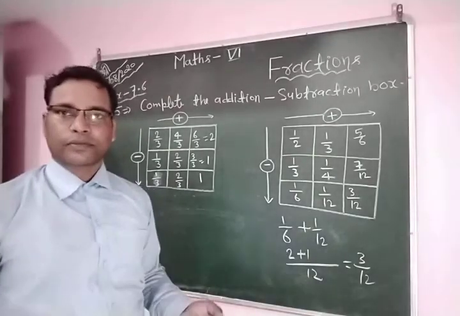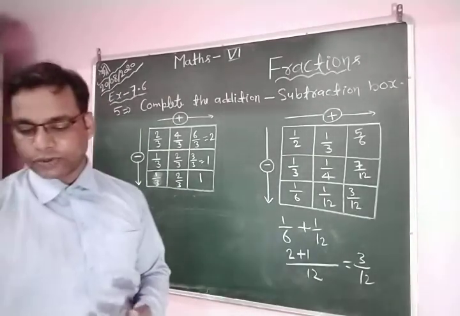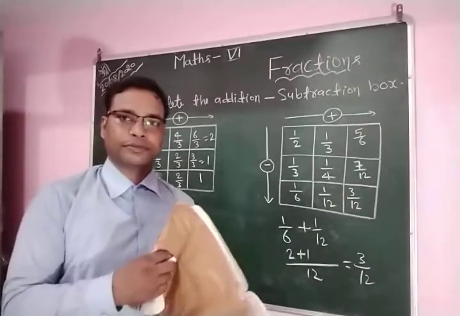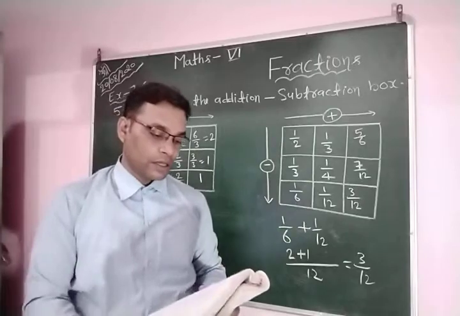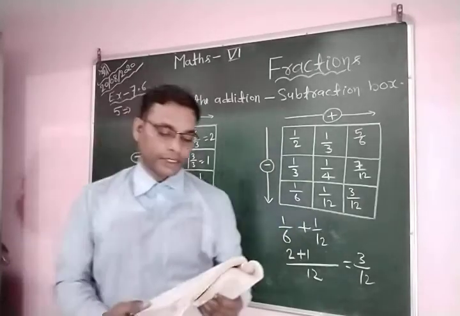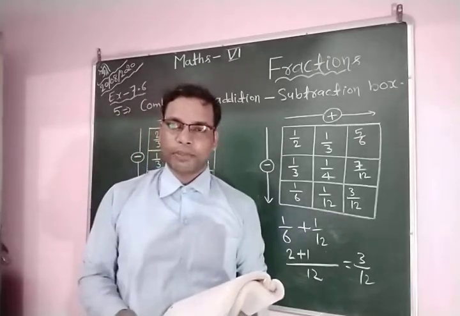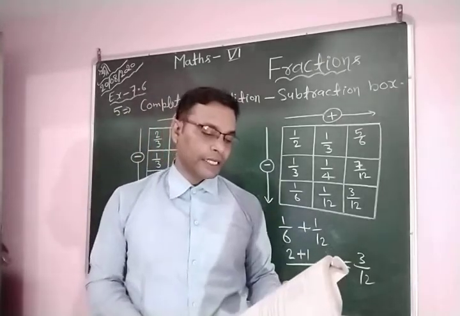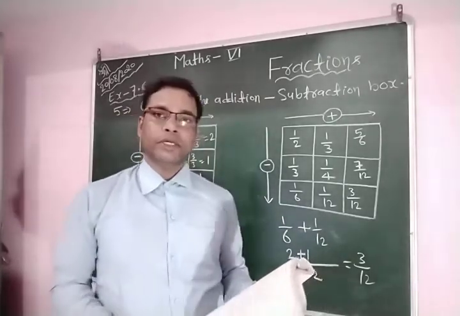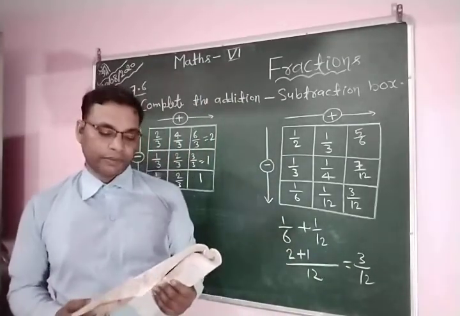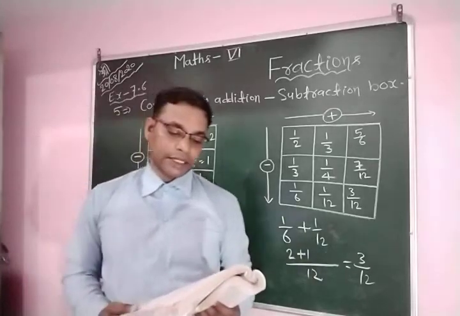Now next question, this is the 6th question. A piece of wire 7 by 8 meter long broke into 2 pieces. One piece was 1 by 4 meters long. How long is the other piece?